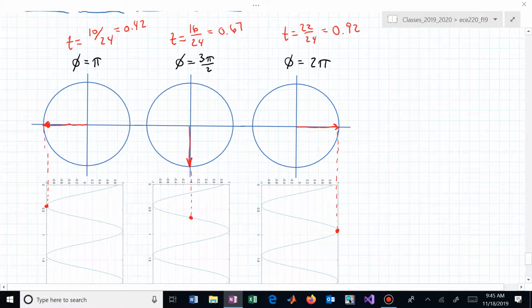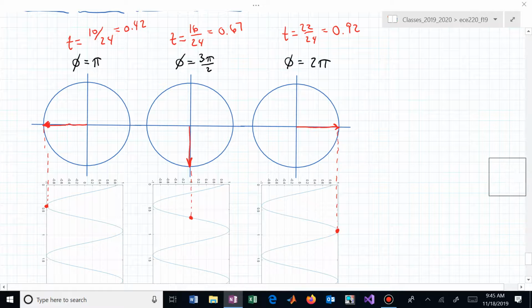Hopefully this is making some sense. We spin a little bit more. We spin to 180 degrees, or pi. And we're now down to, what? 0.42 in time. We're now down to -1 at that cosine, because at that value of time t, 10 over 24, the argument inside the cosine is actually pi.